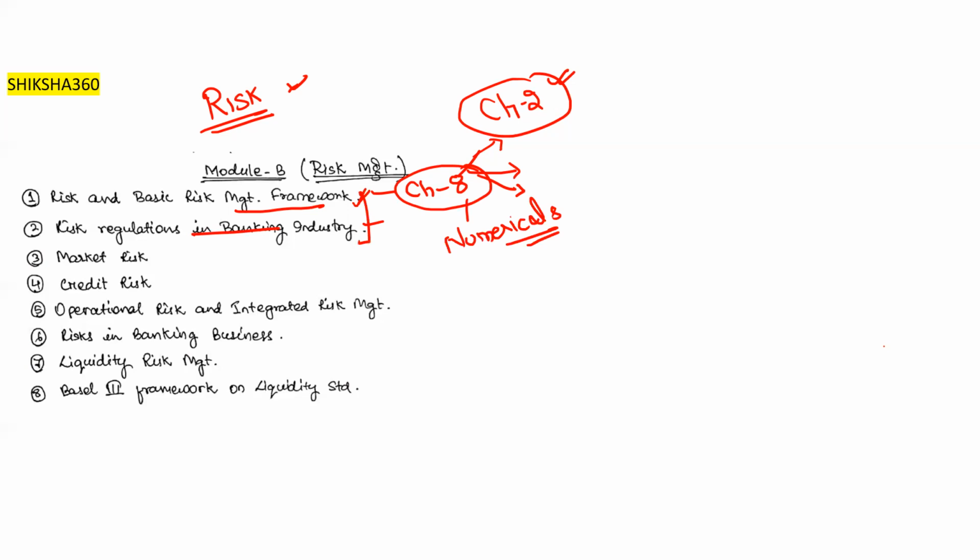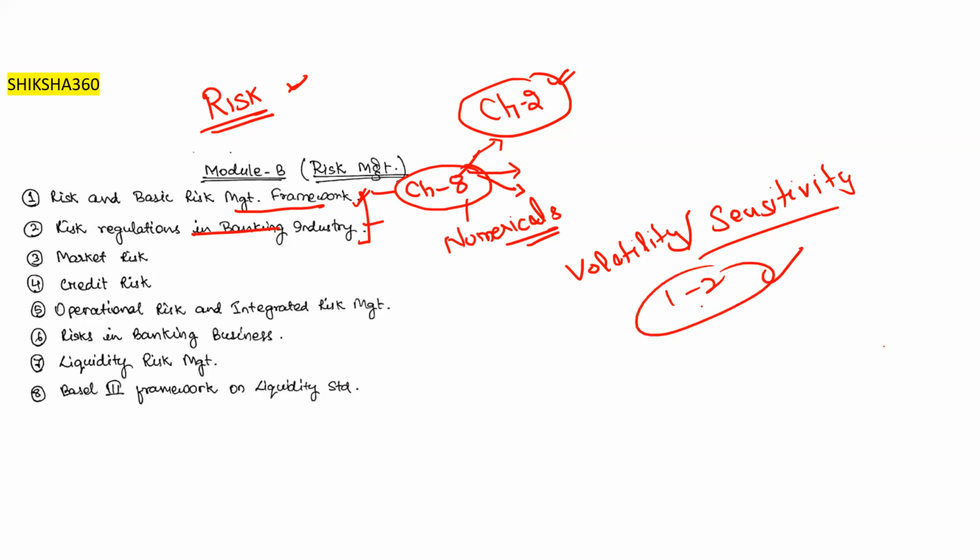Like volatility, sensitivity. Every year they will ask these numericals, and they are 1 or 2 marks questions. Those are also easy questions. Now, next one which we have to understand here is market risk. Now we have to do a detailed discussion of market risk. What is market risk? What are the different types of market risk?